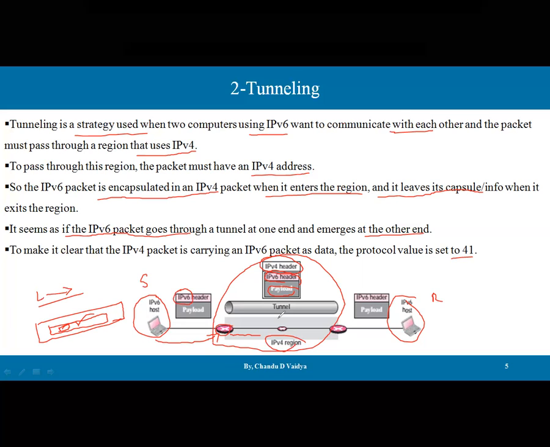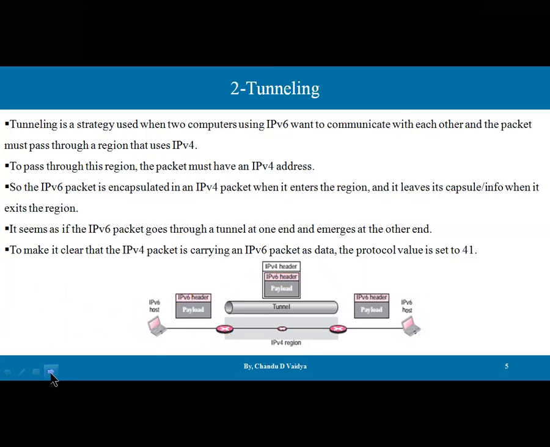Tunneling is a kind of logical path through which the datagram can be passed. So this is tunneling, guys, where both ends have IP version 6, but the middle region is IP version 4.